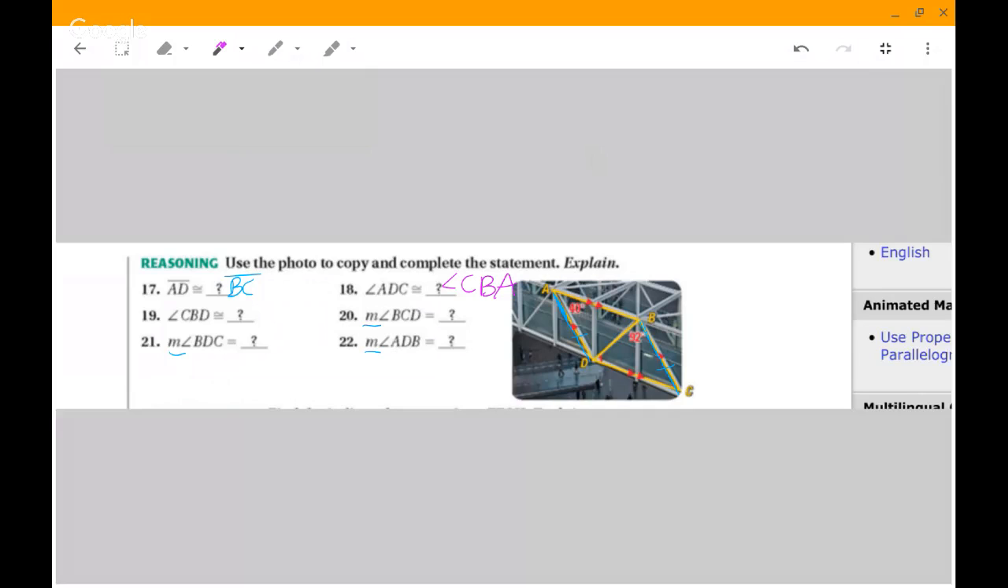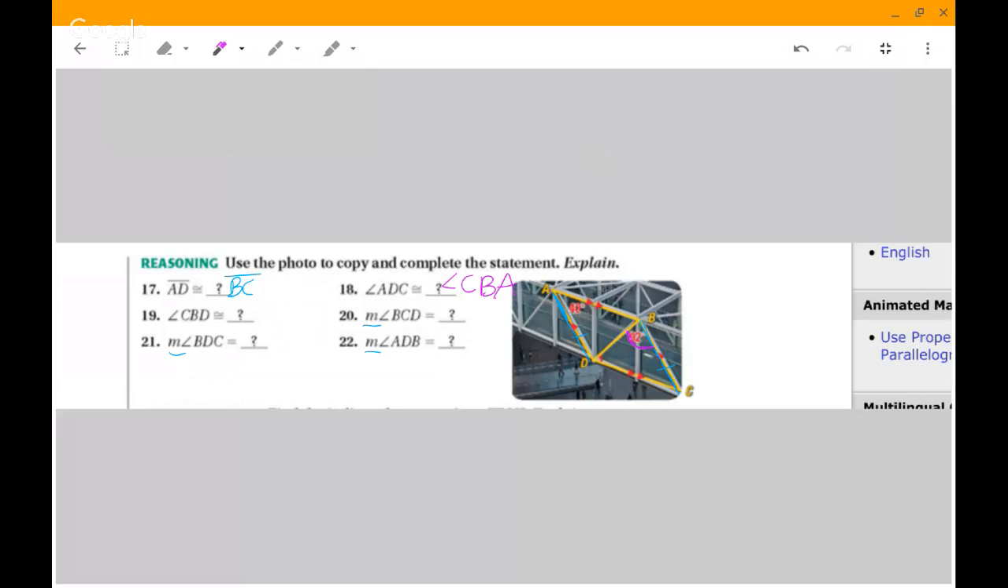CBD. That's this one. Will be congruent to what? Wait, what number? You're on 19? Mm-hmm. Okay. I put angle ADB. You got it. Because those are alternate interior. They're using that old stuff about parallel lines and transversals again. Okay.